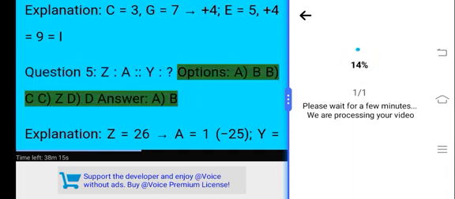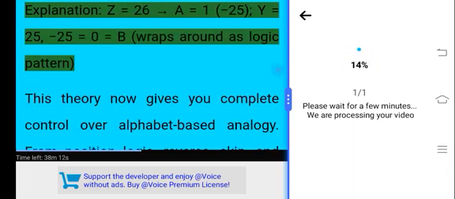Options: A, B, B, C, C, Z, D, D. Answer: A, B. Explanation: Z equals 26, A equals 1, minus 25, Y equals 25, minus 25 equals 0 equals B wraps around this logic pattern.